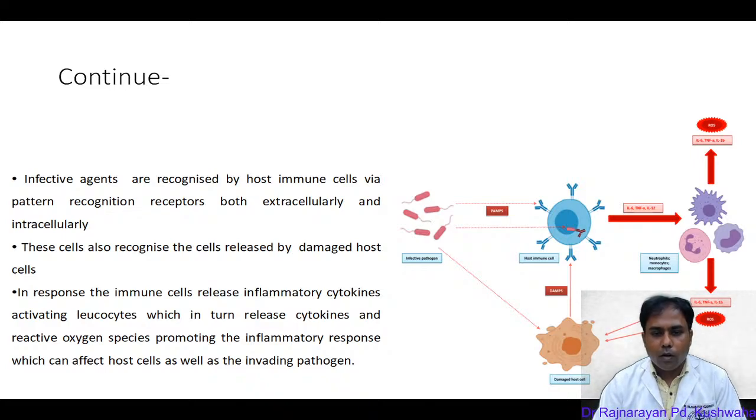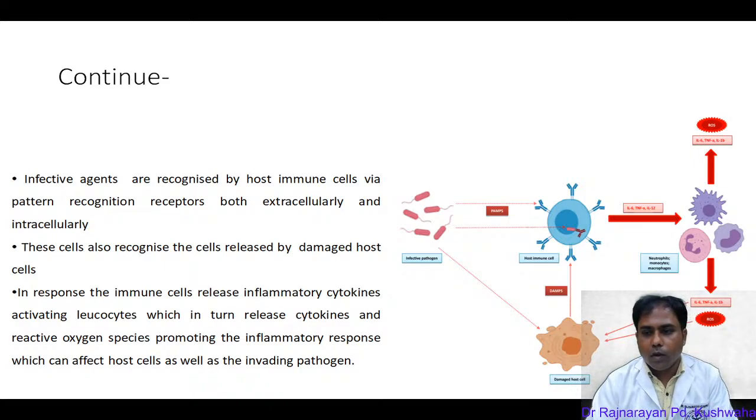With the help of this diagram, we can understand that when infective pathogens enter our body and infect cells, our immune system is activated, and the pathogens release PAMPs. The host immune cells recognize these PAMPs, and also those from damaged host cells. After this, the host immune cells release interleukins and tumor necrosis factors, and these interleukins activate neutrophils, macrophages and monocytes in our body.